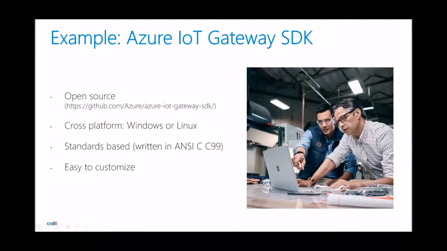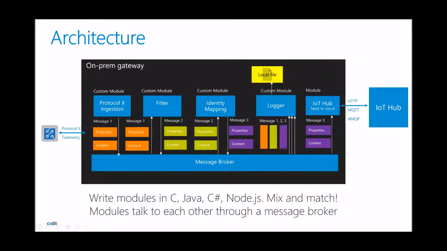As an example, I want to take the Microsoft Azure IoT Gateway SDK. This is simply an illustration of what I meant earlier about being modular. This is open source. You can see the link on GitHub. You can fork it. You can do whatever you want with it. It's cross-platform. It is written in C, and it's very easy to customize because it allows you to plug in different modules, like I mentioned before.